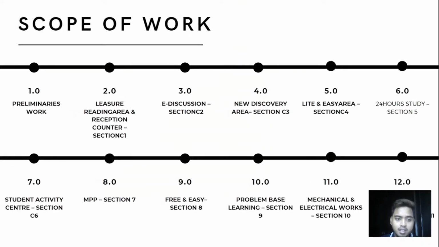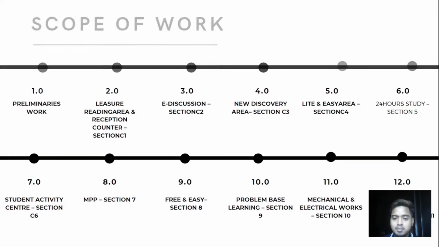There are 12 items, which first is preliminaries, second is leisure reading area and reception counter section C1, third is e-discussion section C2, 4 is new discovery area section C3, 5 is light and easy area section C4, 6 is 24-hour study section C5, 7 is student activity center section C6, 8 is MPP section C7, 9 is free and easy section C8, 10 is problem-based learning section C9, 11 is mechanical and electrical work section C10, 12 is provisional sum which is furniture and ID work section C11.